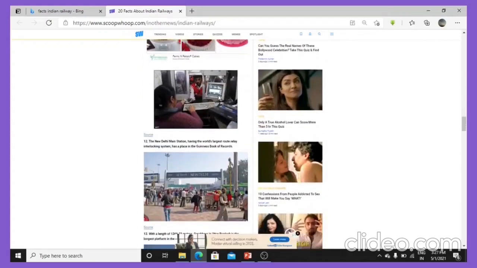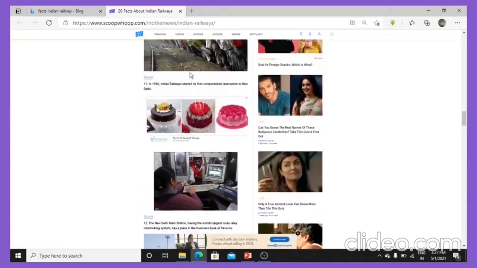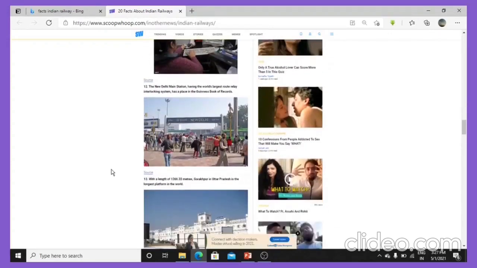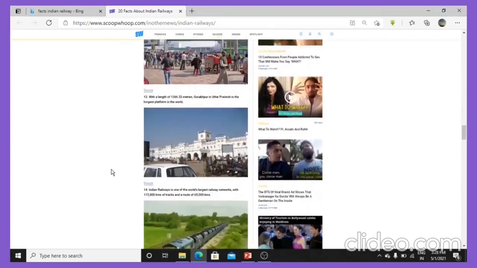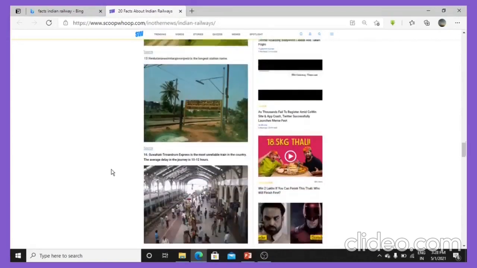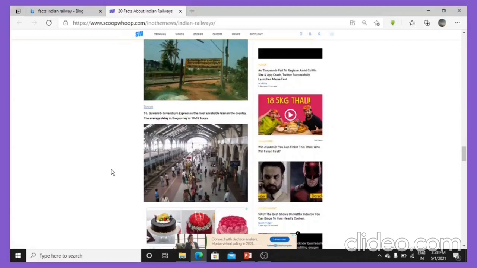As you can see here, the computer system is used in Indian Railway, and here they have given the date, 1986, and it is the first reservation system which was used in 1986 in Delhi, and from then you can see the computer network has flourished in the Indian Railway. Yeah, and these are the few basic facts about Indian Railway.